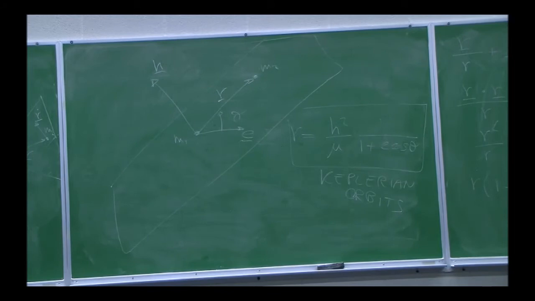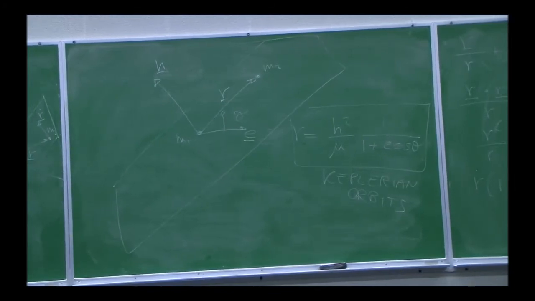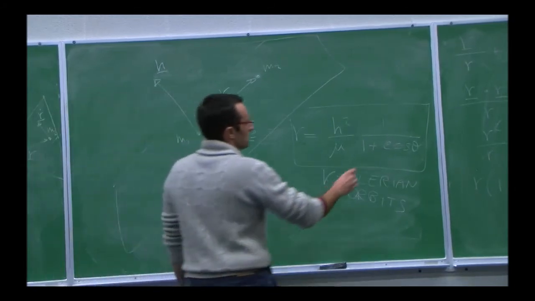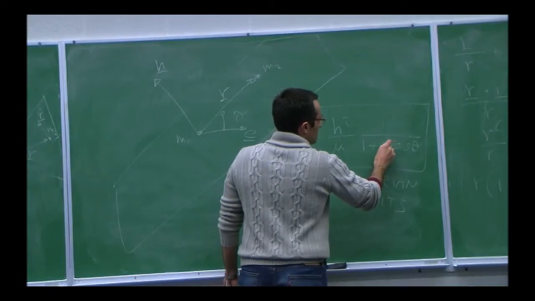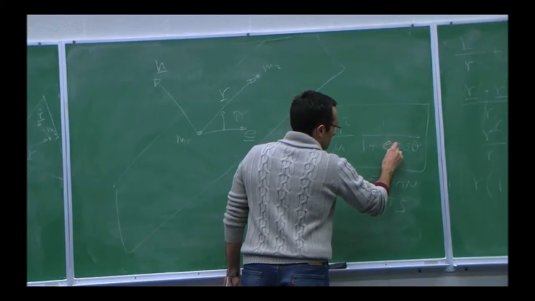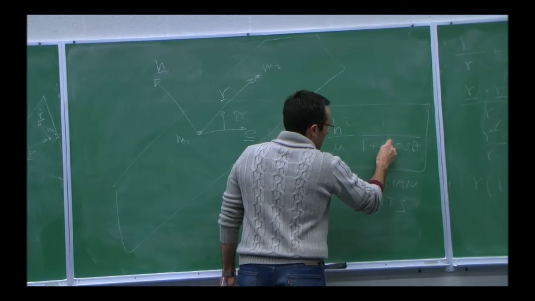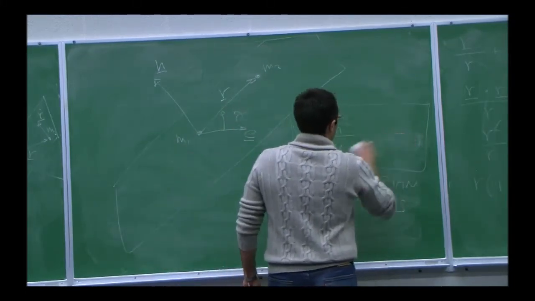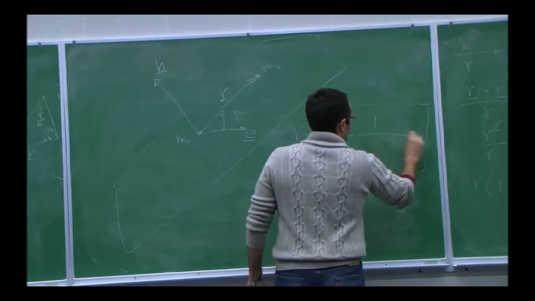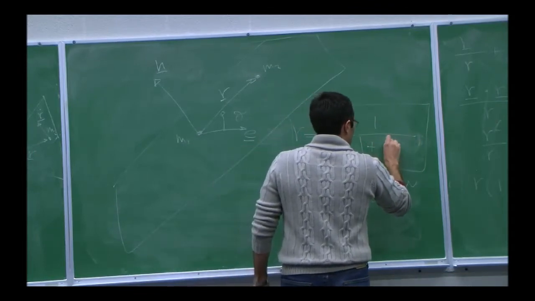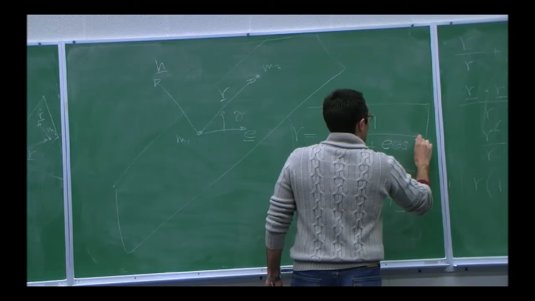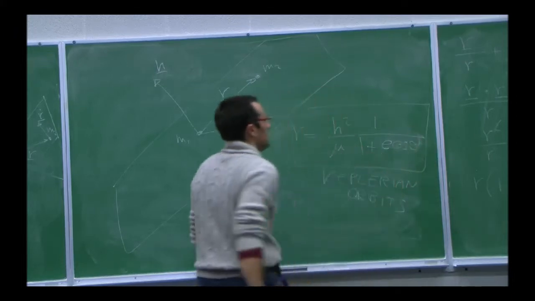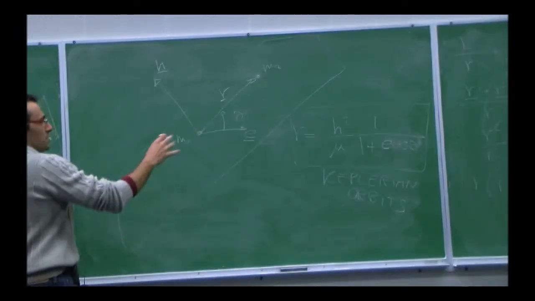Yeah? In the denominator, is it 1 plus e cosine theta? Mm-hmm. I think e looks like a c. Better? You know what? I'll write it again. 1 over 1 plus e cosine of theta. Yes. Now, a few observations about this.